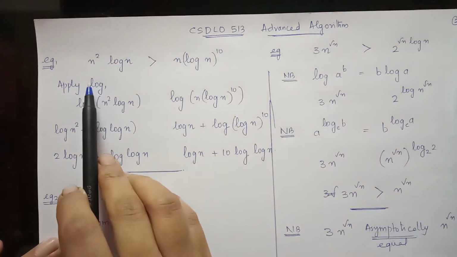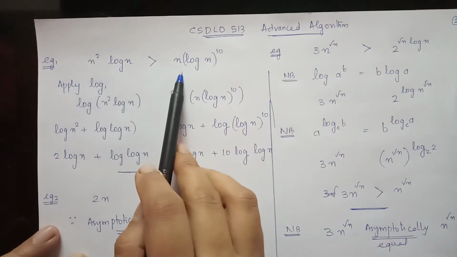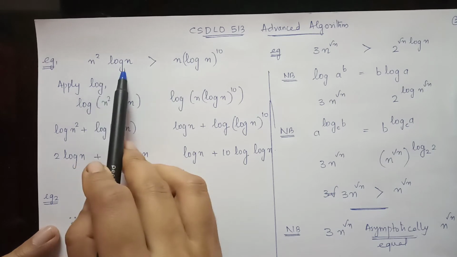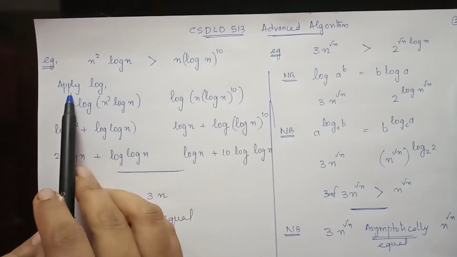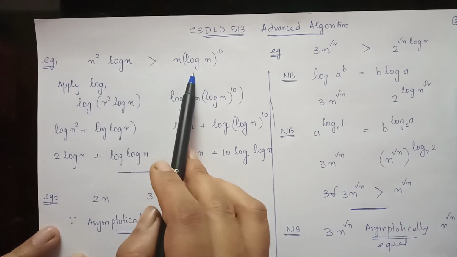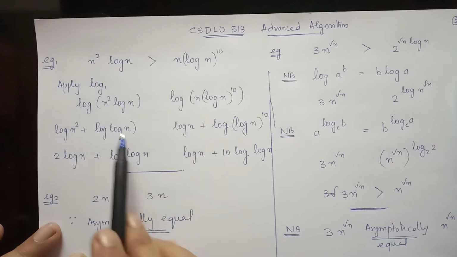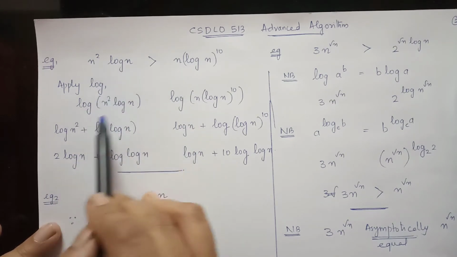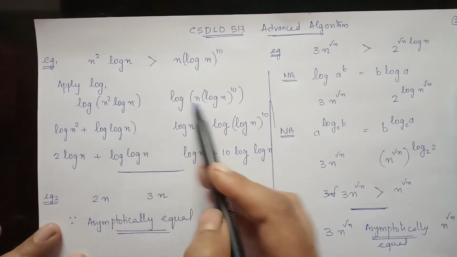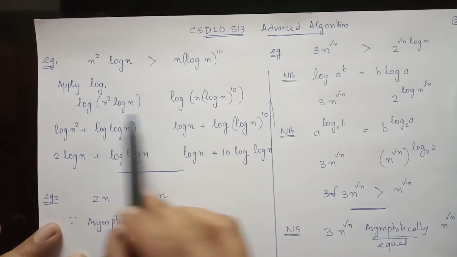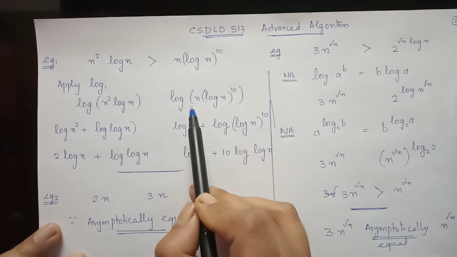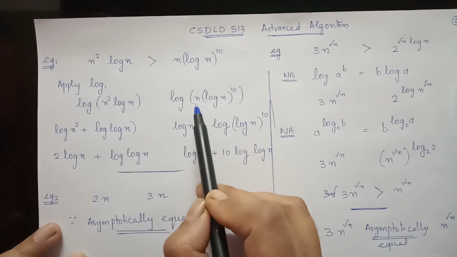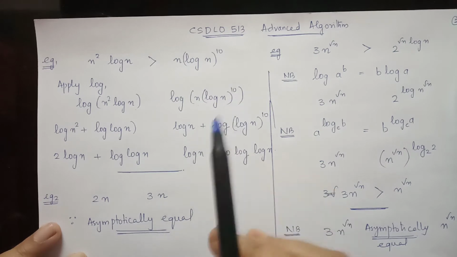Now let us compare another set of functions, n square log n and n log n raised to 10. To compare these two functions, we are going to apply log on both sides. So here we get log of n square log n, and when we apply log to the second function, we get log of n log n raised to 10.